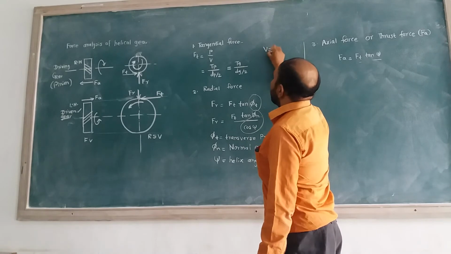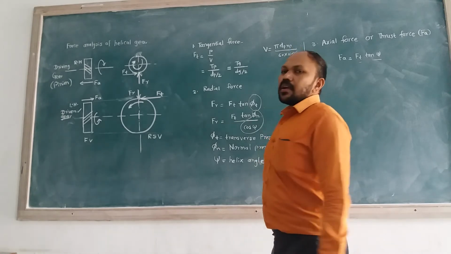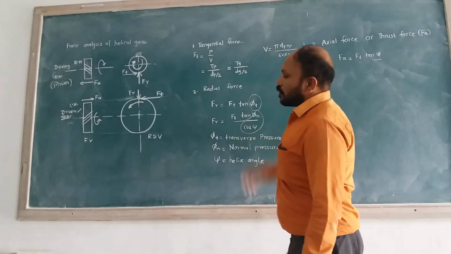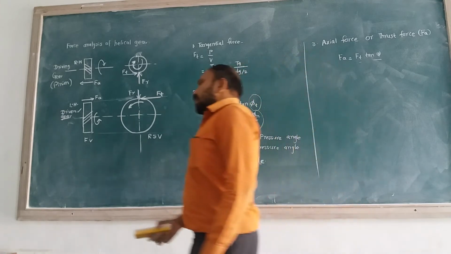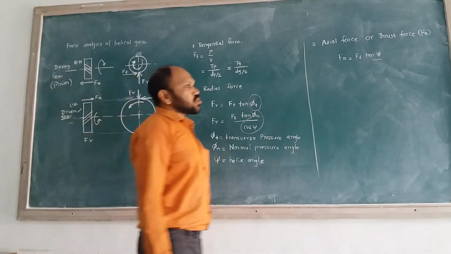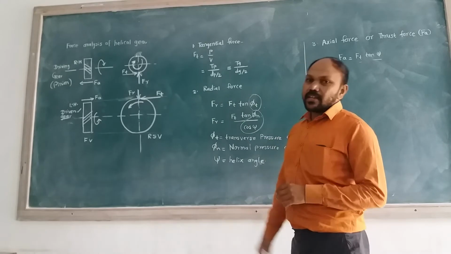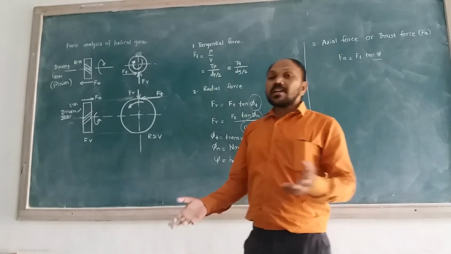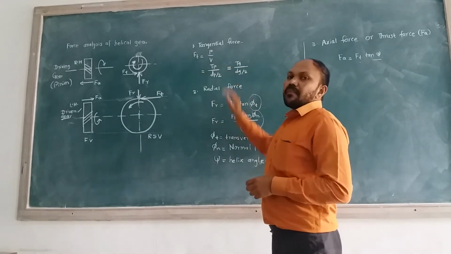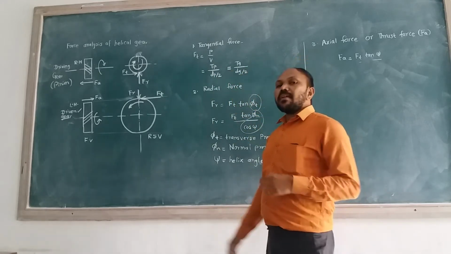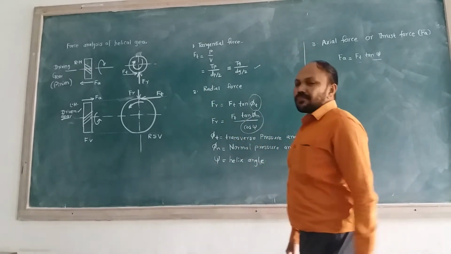V is equal to pi dp N upon 60 into 1000. By using this relation, we can easily calculate the value of pitch line velocity. Okay, then if we have the value of torque, the tangential force can also be easily calculated. Tangential force is equal to torque upon radius. In this case, two different gears are available, that is the pinion as well as the gear. So if we take the torque acting on the pinion, that is Tp divided by dp by 2, which is equal to Tg divided by dg by 2. Okay, so by using this relation, we are able to calculate the tangential force.